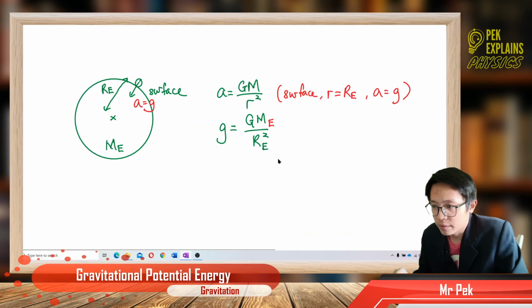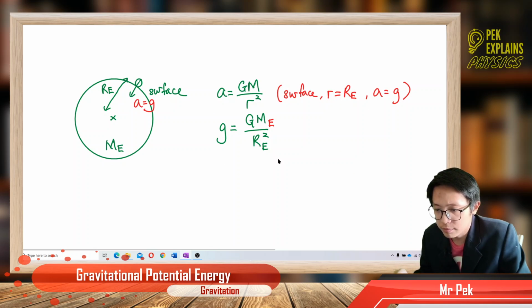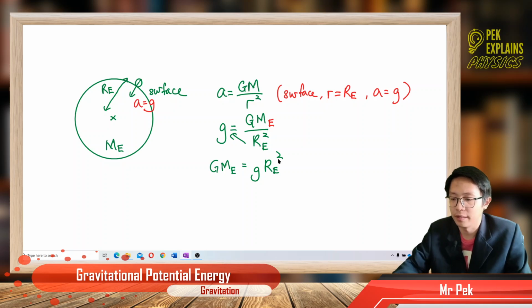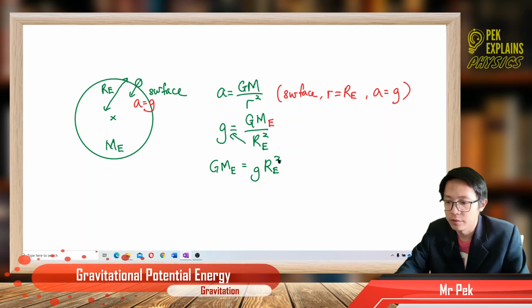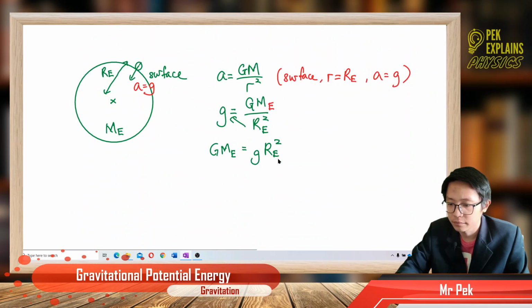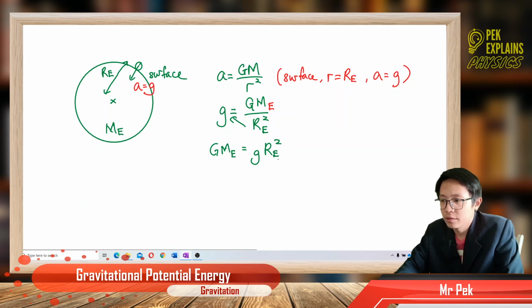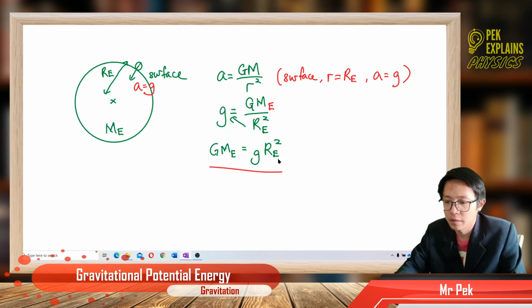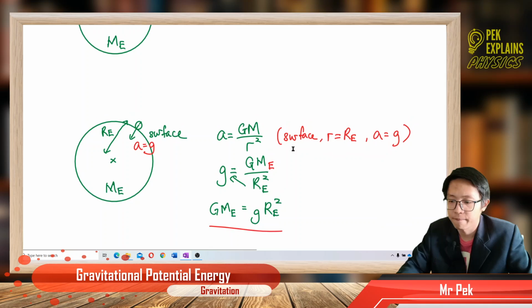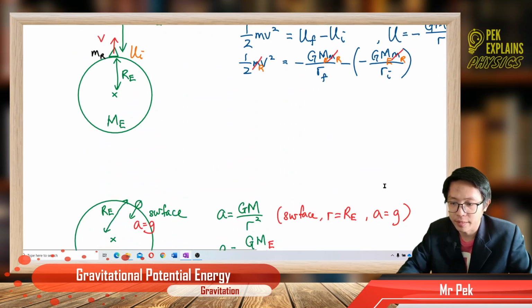So now we cross multiply, and we get GM equal to g R_E squared. Yes, that's right. Now we can substitute GM with g R_E squared into the formula.